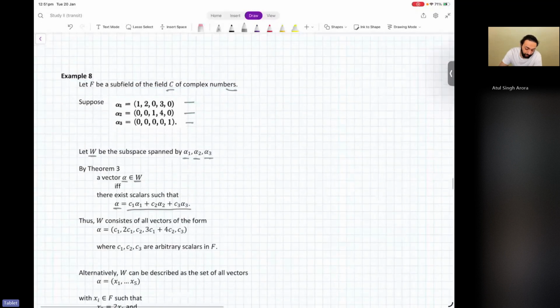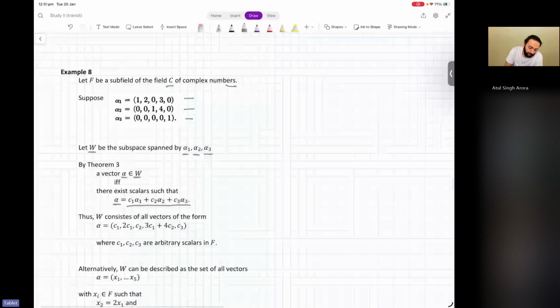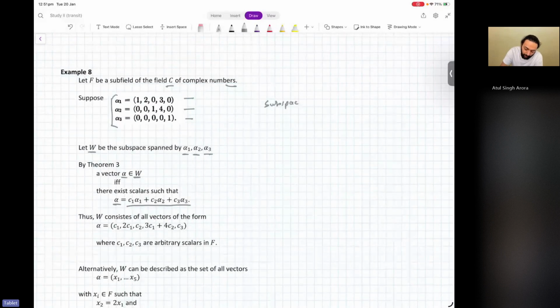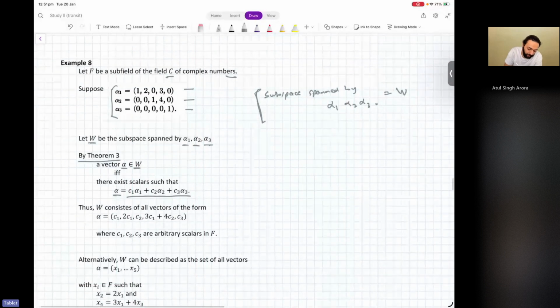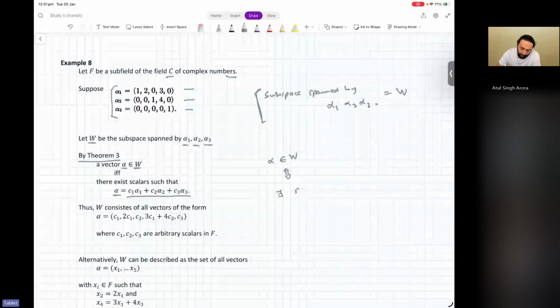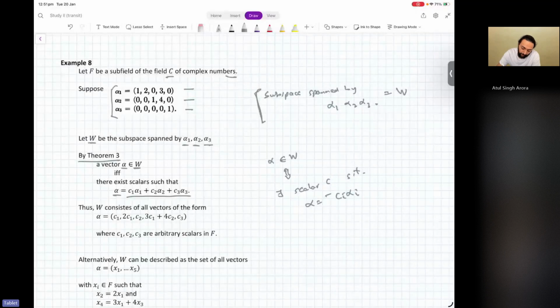Okay, so we're just trying to solidify what we learned. So let me start again. So consider these vectors, and we are going to think about the subspace spanned by alpha 1, alpha 2, alpha 3. This is what we want to look at, to build some intuition about it. So let's call this subspace W. And from theorem 3, we know that alpha belongs to W is equivalent to saying that there exist some scalars c_i such that alpha is the sum of c_i alpha_i.